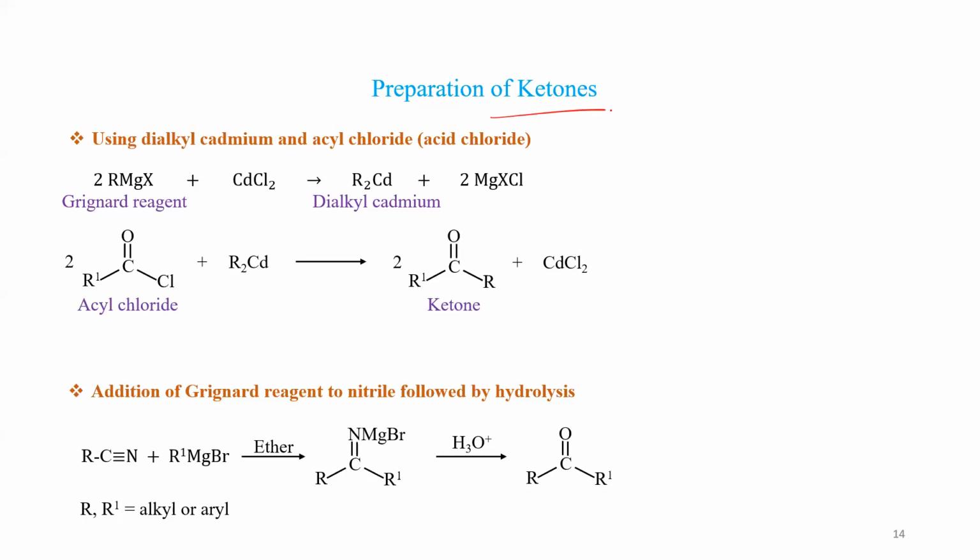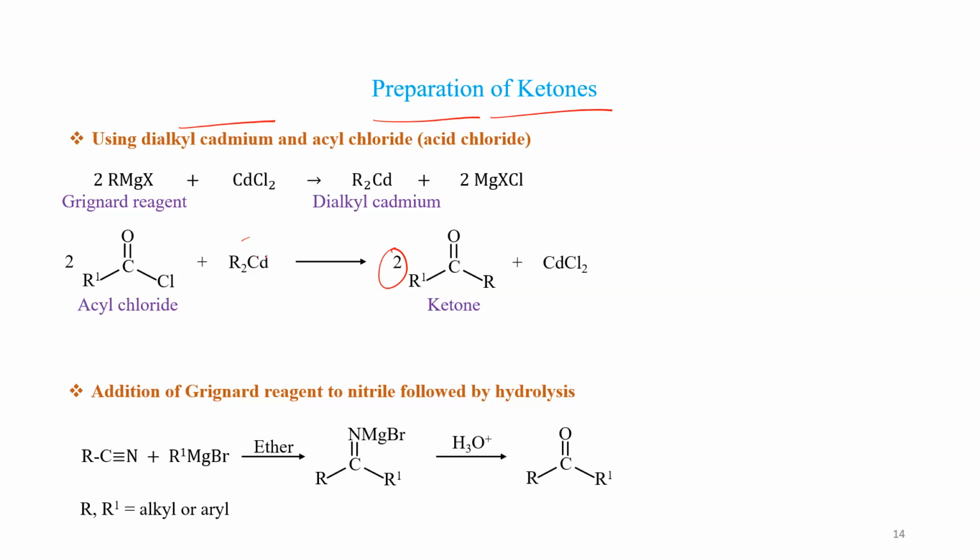Then preparation of ketones using dialkyl cadmium and acyl chloride or acid chloride. In dialkyl cadmium, the alkyl group will be nucleophilic in nature. Two alkyl groups are there. One of the alkyl groups will attack this carbon. Chloride will go out. We get a ketone. And the other alkyl group will attack the carbonyl carbon of another molecule. So two molecules of ketone are formed.